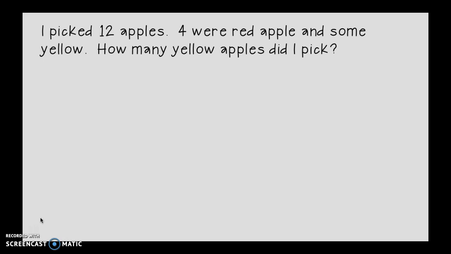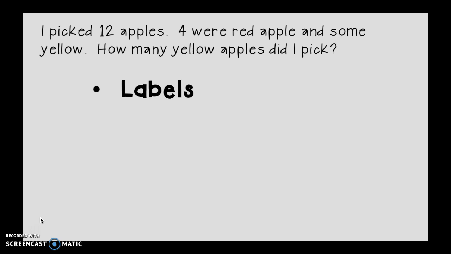Okay, it says, I picked 12 apples. 4 were red apples and some were yellow. How many yellow apples did I pick? All right, I don't want you to forget. I want you to put some labels in there. So when I read it again, I want you to think about what labels you could do. I picked 12 apples. 4 were red apples and some were yellow. How many yellow apples did I pick?